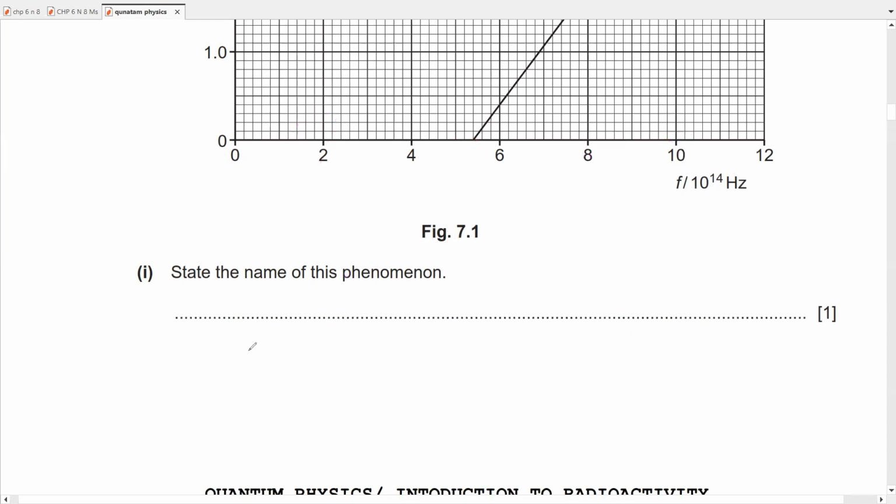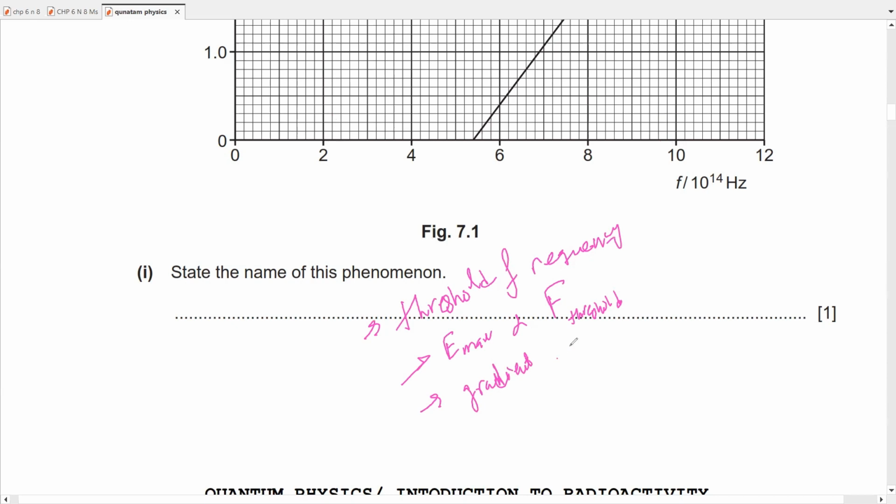So the 3 points that we're going to discuss, I've mentioned them already. The threshold frequency. Second, we discussed that the maximum kinetic energy depends on the frequency. And the gradient of the graph gives Planck's constant. We can also mention that. Yeah, that's enough.